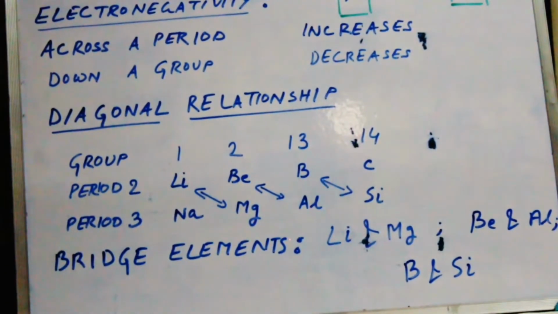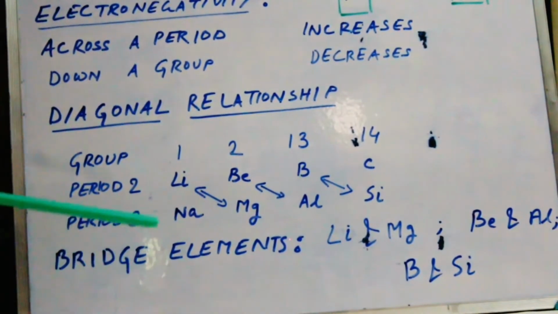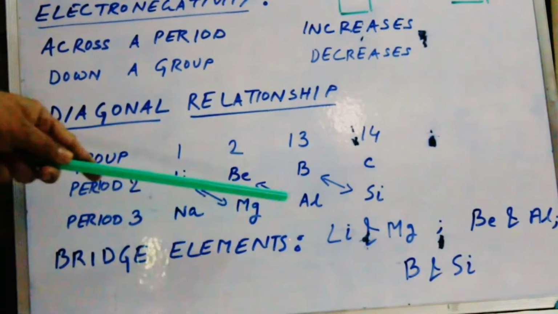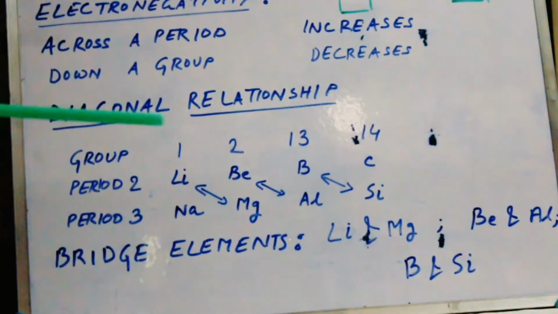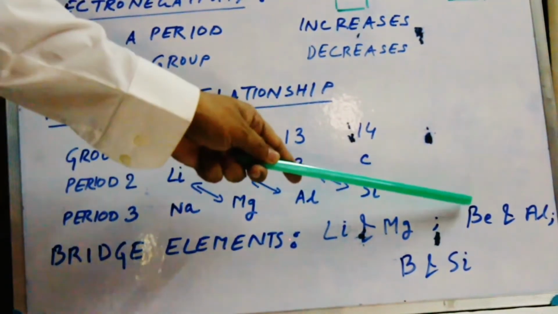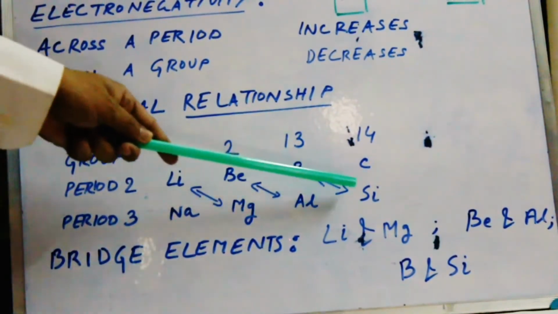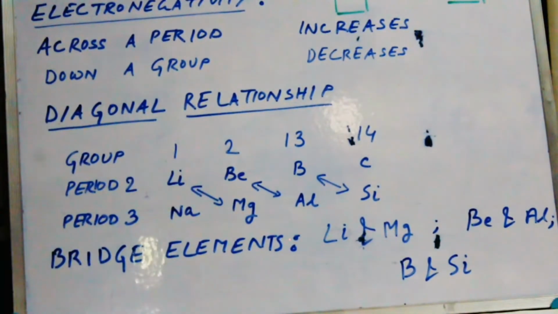Now we have some bridge elements. For example, lithium and magnesium, they are known as bridge elements. We have beryllium and aluminium, they are bridge elements. And we have boron and silicon, they are bridge elements.